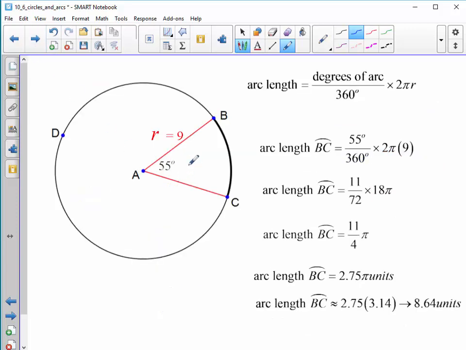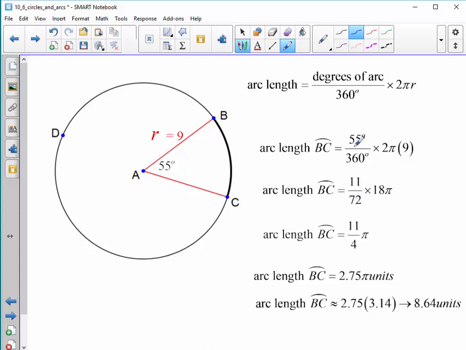So our example in the beginning of this discussion was that arc BC was 55 degrees. And so I put a radius of 9. So then the setup for finding out the length of BC is going to be 55 out of 360, that's your proportion, times the circumference, which is 2 pi 9, which is going to be 18 pi. The 55 over 360 does reduce down to 11 over 72.